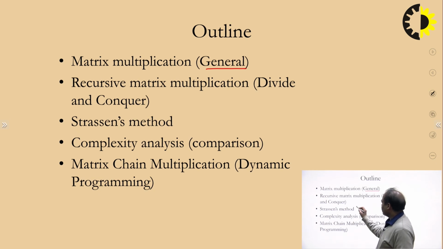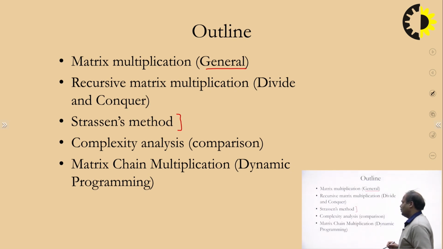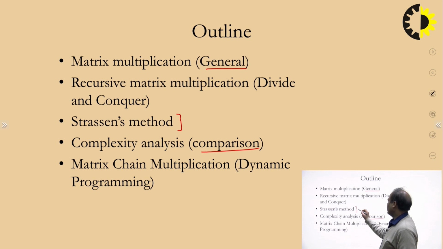Then the important method is Strassen's matrix multiplication method. This is also using divide and conquer approach, but its time complexity is lower than the recursive matrix multiplication. We'll compare Strassen's method and recursive matrix multiplication, and we'll see that this has better time complexity as compared to the other method. Then we'll talk about matrix chain multiplication using dynamic programming.